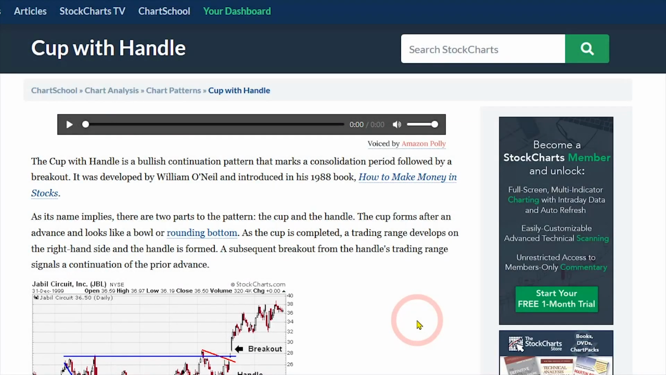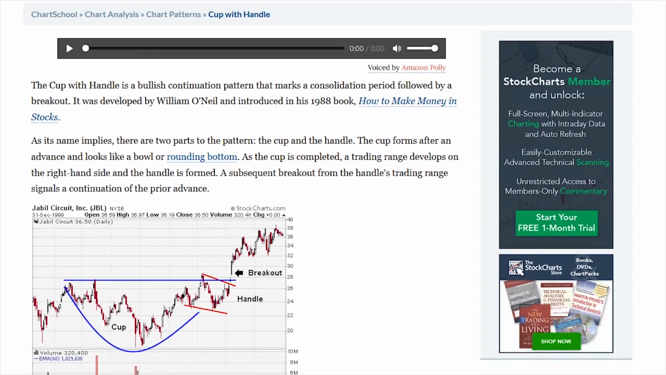Let's hit the charts. So the cup with handle is a bullish continuation pattern. It typically marks a consolidation period, and that consolidation period follows what was a big advance. So it's kind of like the rest within the uptrend. And it was popularized by William O'Neill of Investors Business Daily. And he has the book from 1988, How to Make Money in Stocks. It is a classic, and I would suggest you take a look at it if you have not already.